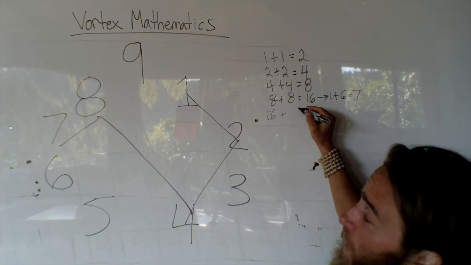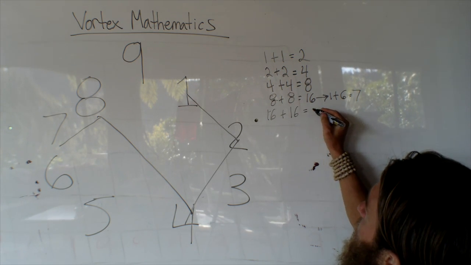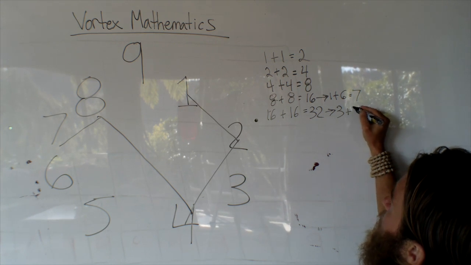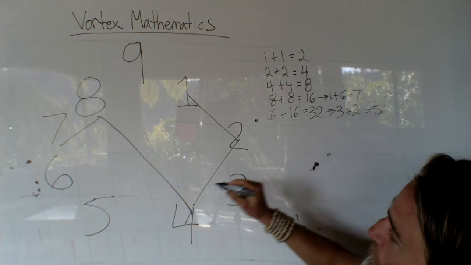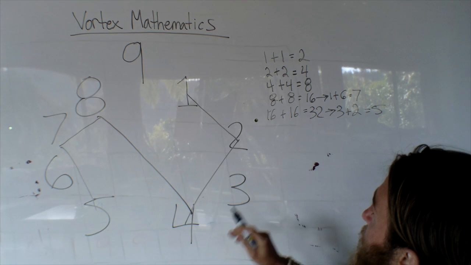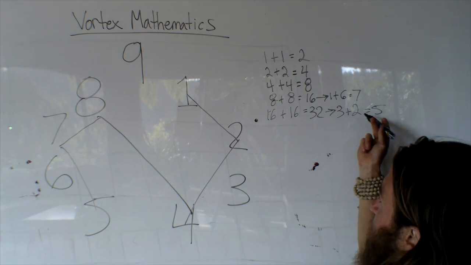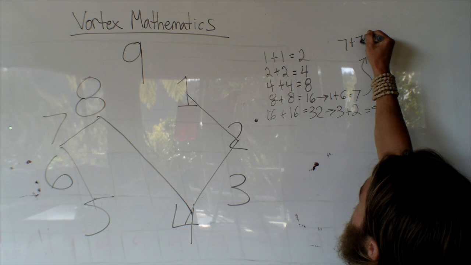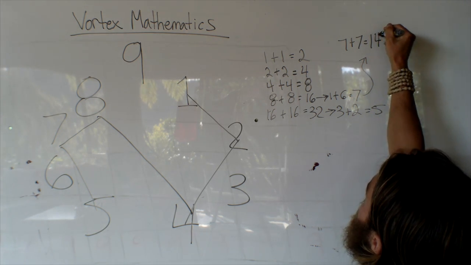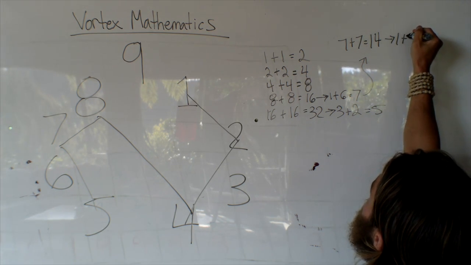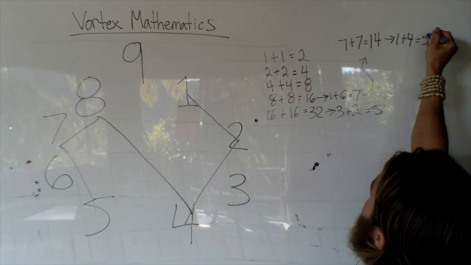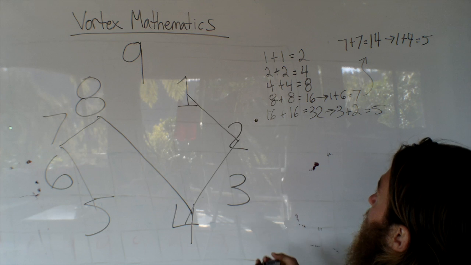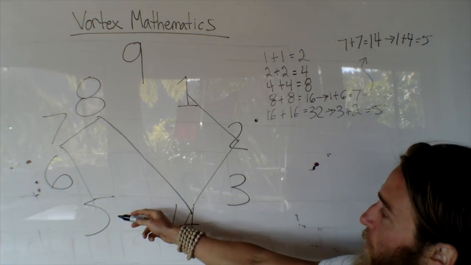16 plus 16 equals 32. 3 plus 2 equals 5. Now you might be wondering, what if we double the 7? Well, okay, let's come over here. 7 plus 7 equals 14. 1 plus 4 equals 5. So either way, 16 plus 16 or 7 plus 7, we still get down to 5.